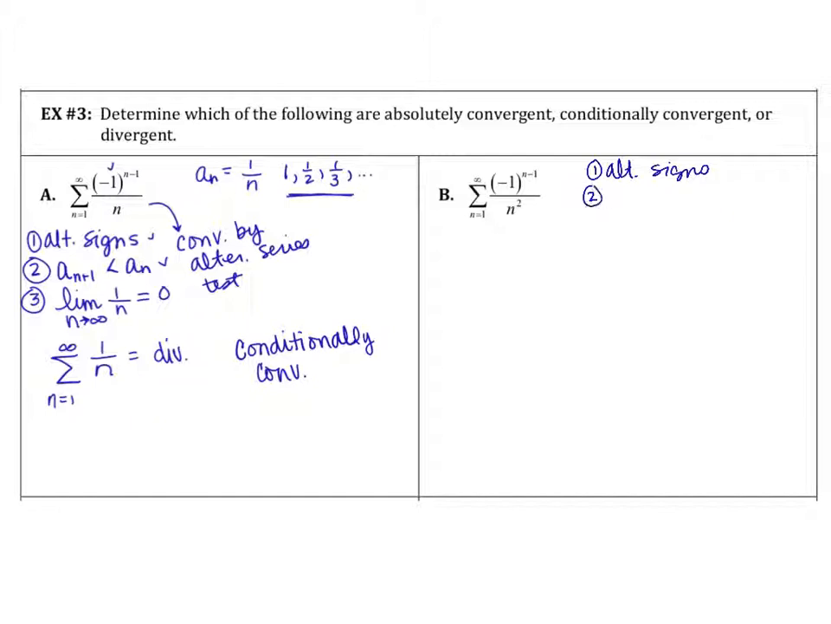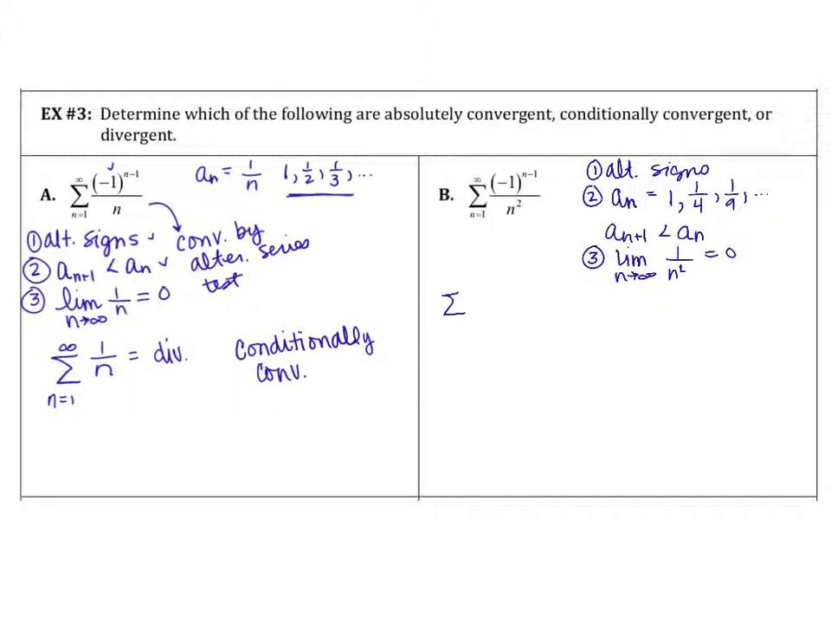For the second part, let's look at some terms. The terms here, we would have 1, and then another term we would have 1 over 4, and then the next term we would have 1 over 9, and so forth. So we see that the n plus 1 term is definitely smaller than the nth term, a sub n. And then the third thing, if we look at the limit as n approaches infinity of 1 over n squared, we see that does tend towards 0. So here we do have convergence.